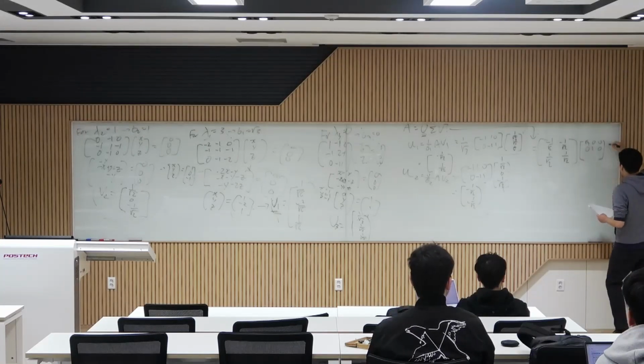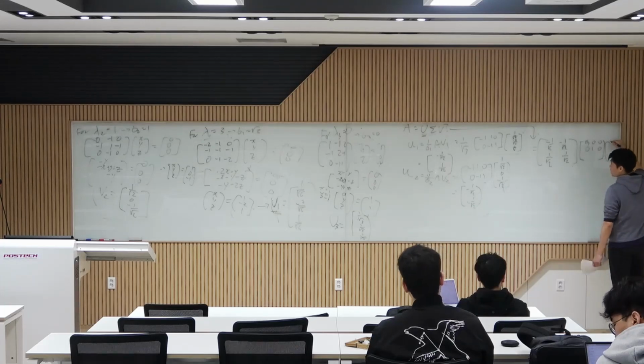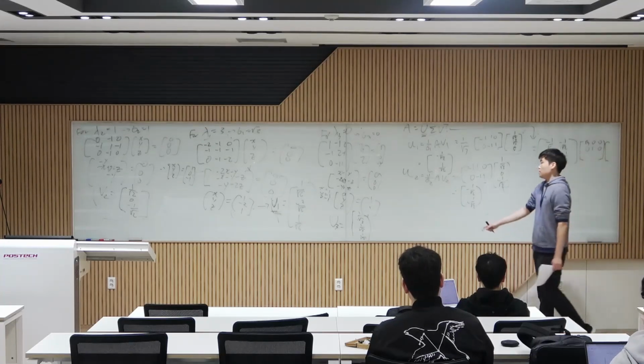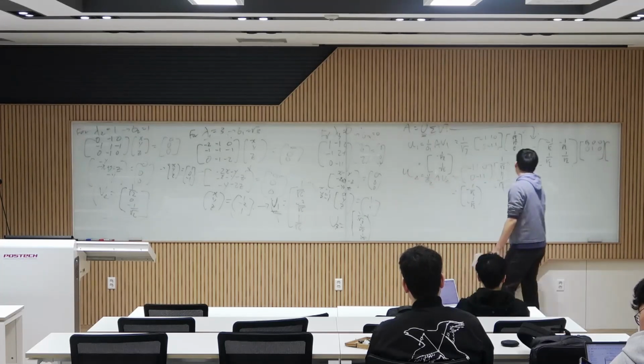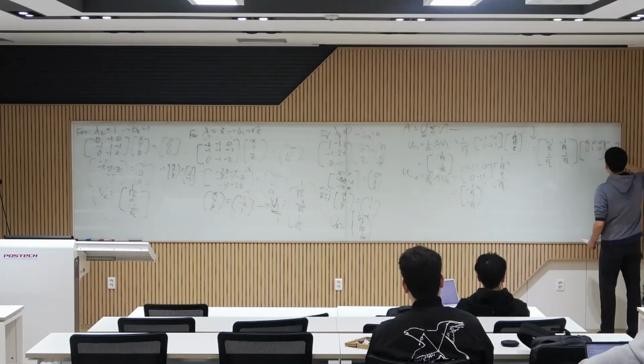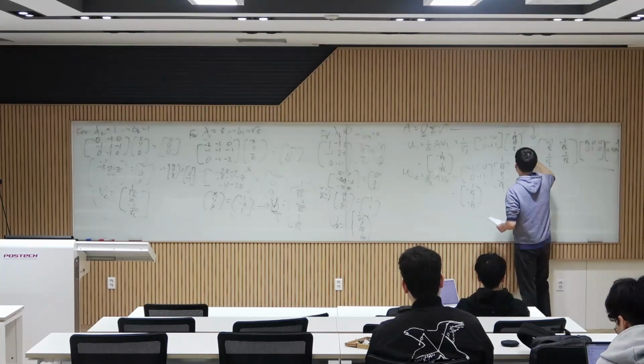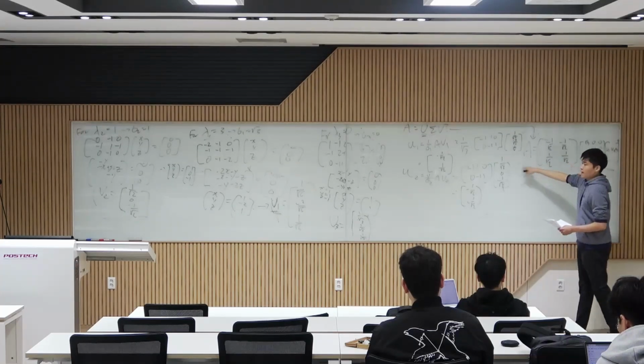And here is V transpose, and V is just the eigenvectors we computed here, V1, V2, and V3. So V1, V2, V3, transposed. So this is basically the singular value decomposition of this A.